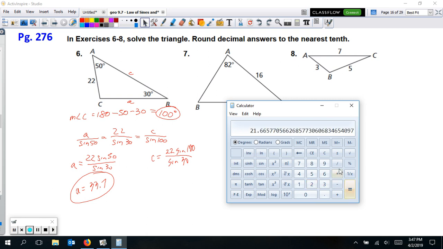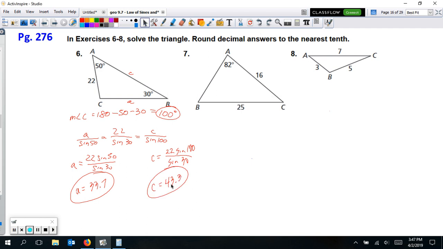And that equals that number. And I have to divide this by the sine of 30, which really was 0.5, but I'll just show you again. The sine of 30 is 0.5. And that equals 43.3, my one decimal place on that one. So this one's 43.3. So that one is now completely solved. I found all three angles and I know all three sides.